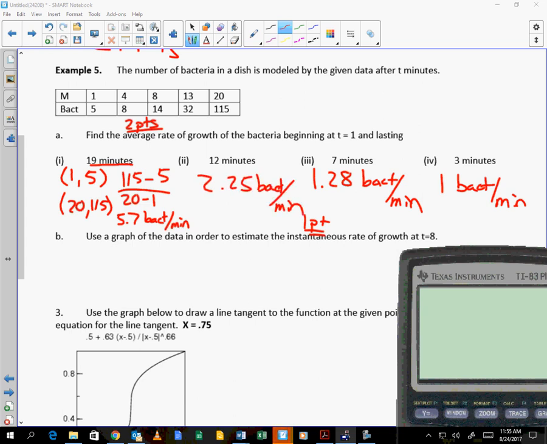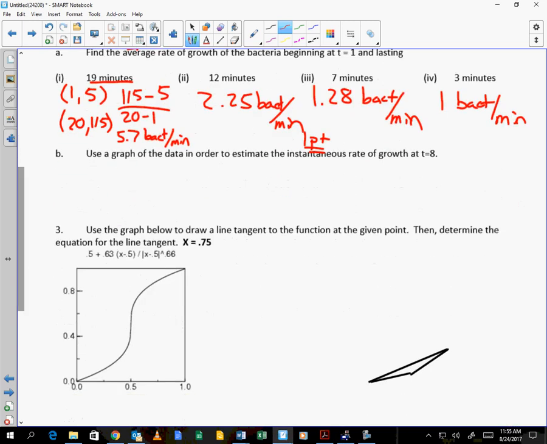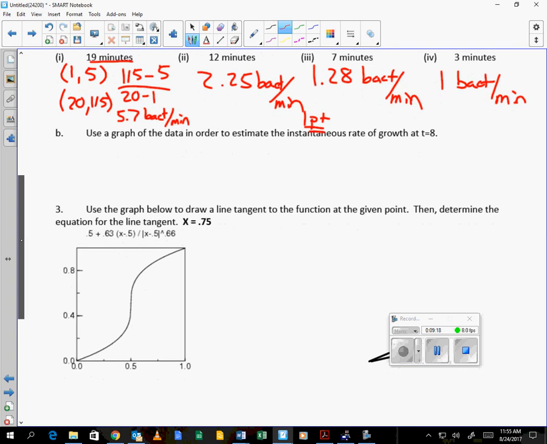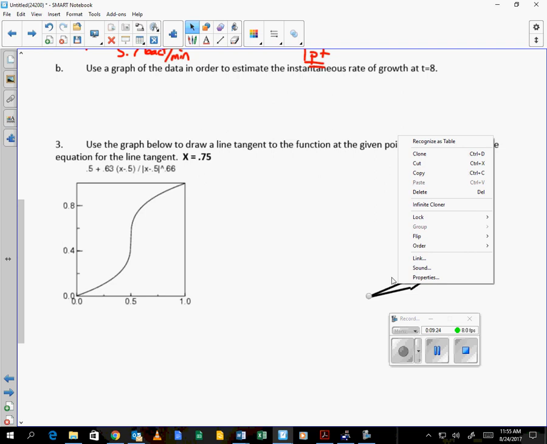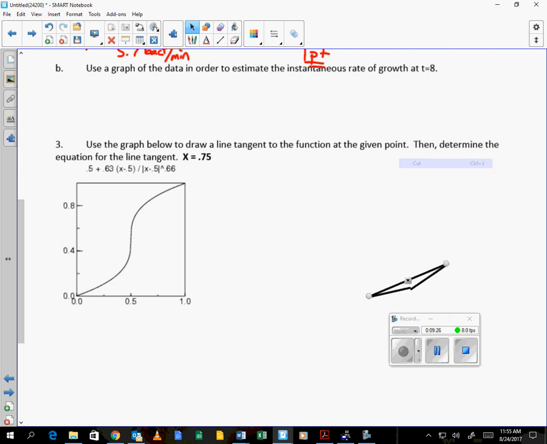Okay, so we see some trending. It says use a graph of the data in order to estimate the instantaneous. So if it says instantaneous, how many points do I want? Yeah, if it says instantaneous, I just want 1 point. So what I'm going to do is I'm going to make a graph here and see if we can come up with a visual representation and be able to use actually some of our data in order to come up with this.